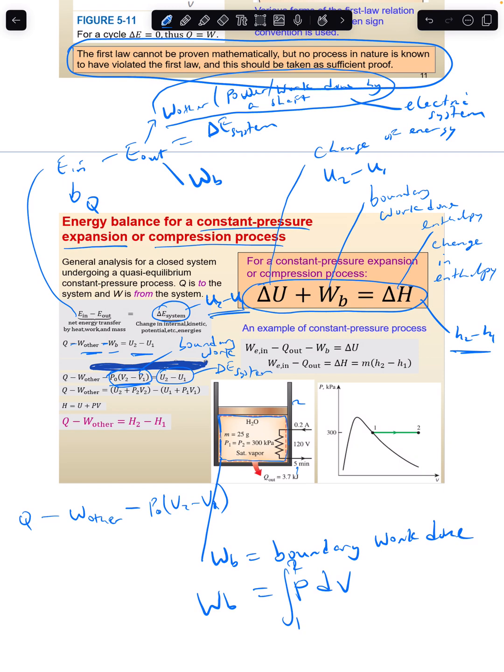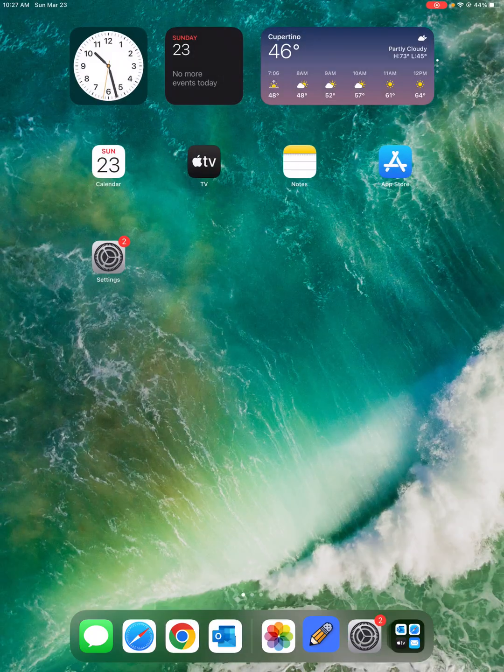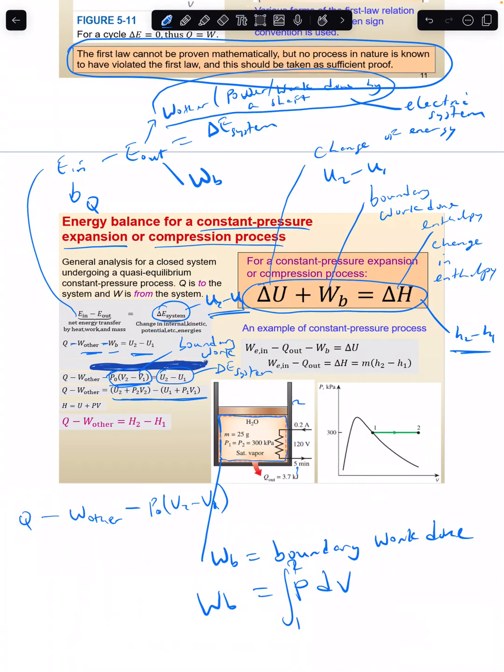And if we organize this equation by taking this boundary work to the other side of the equation, we're going to have this and this, and this is equal to H2, which is enthalpy, H2 minus H1, that is enthalpy.